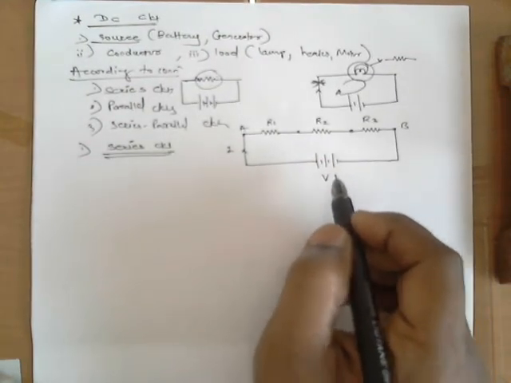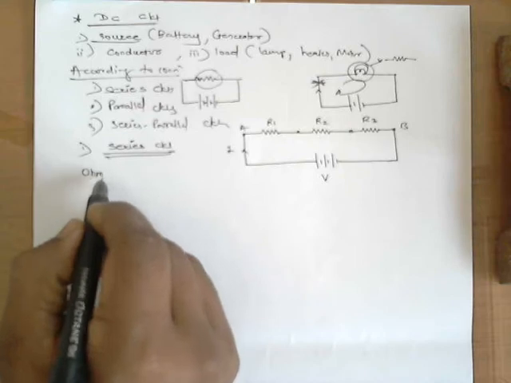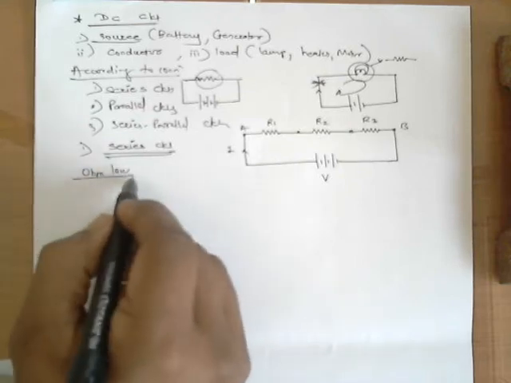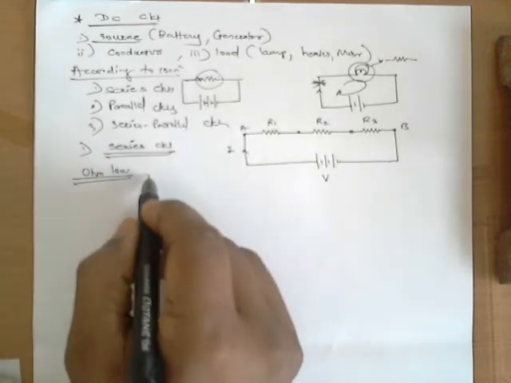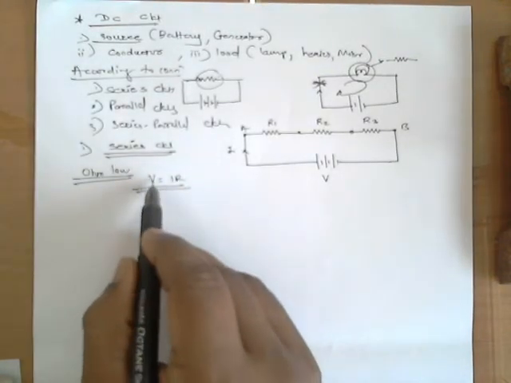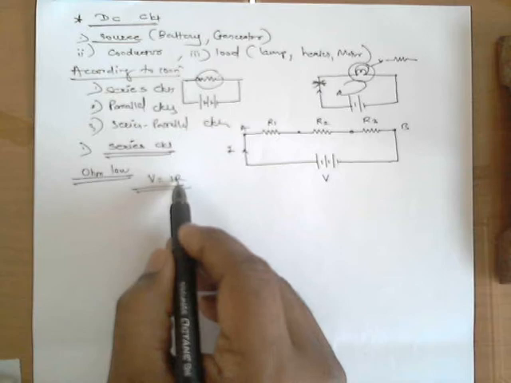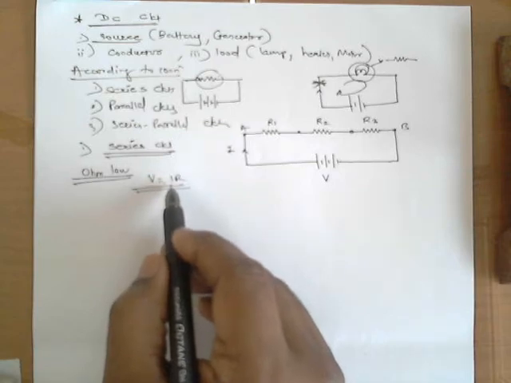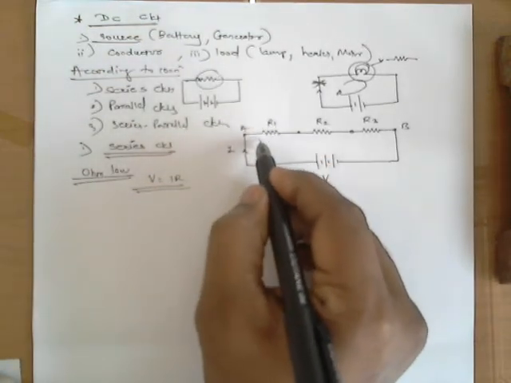Now what is Ohm's law? If you remember Ohm's law, we have seen it in the last lecture. It is V equal to IR. So the voltage across any element is nothing but the resistance times the current through that particular element. So what is the voltage over here?